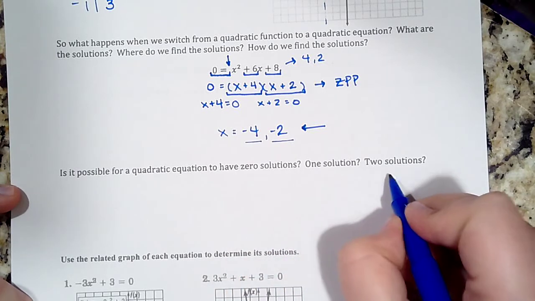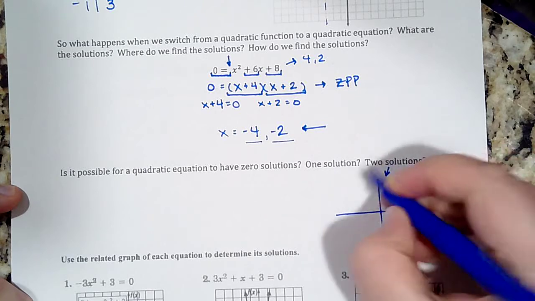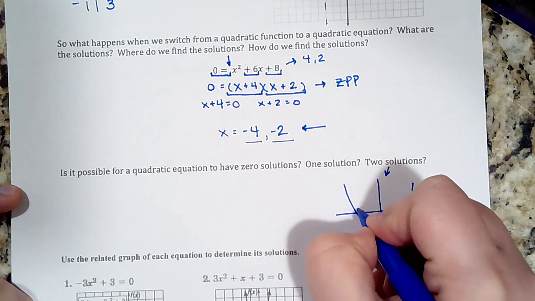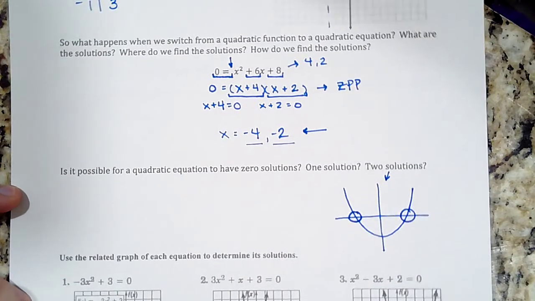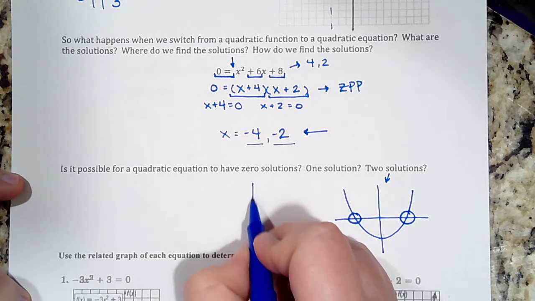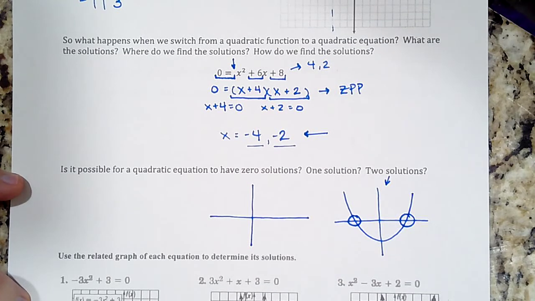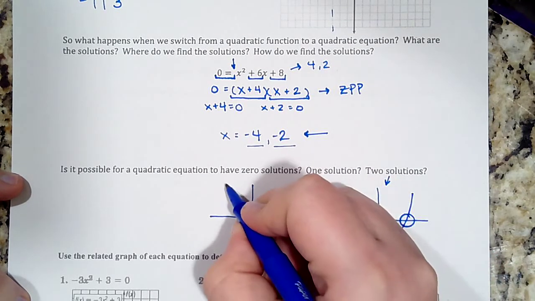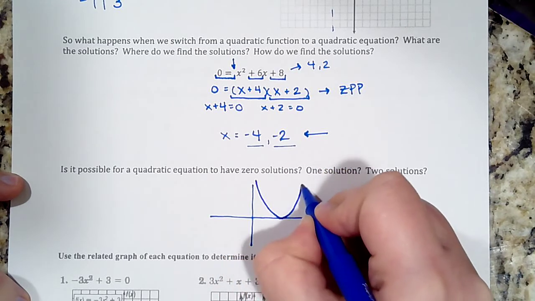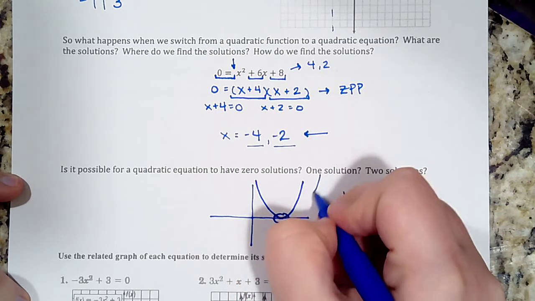Is it possible? We just saw the 2 solutions one, so we know that one's pretty simple. That one is possible because your 2 solutions exist when you cross the x-axis 2 times. If you remember from yesterday, it's also possible to only have 1 solution because we may have something that comes down, touches the x-axis, and then goes right back up. That only has 1 solution.